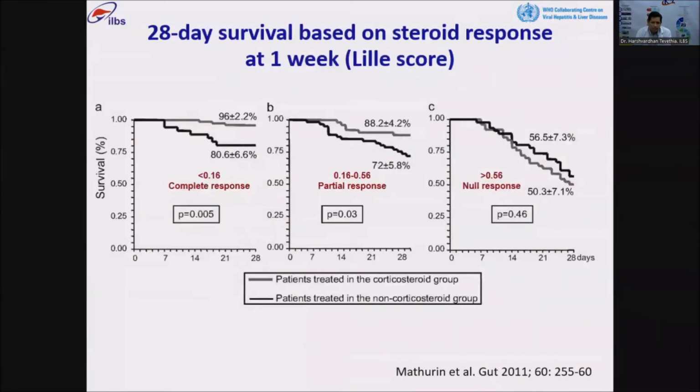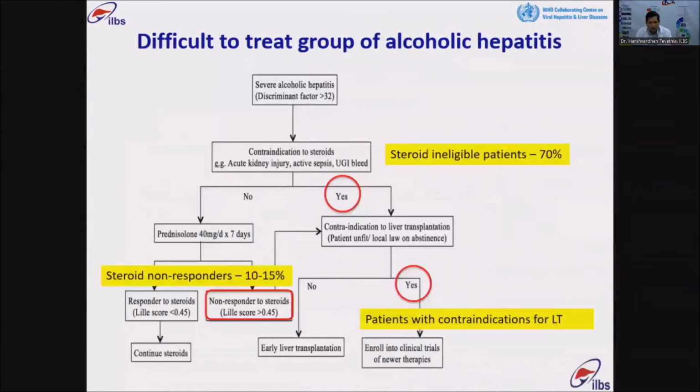Steroids, as I had shown you about the Lille score, patients who responded to steroids, with a Lille score of less than 0.45, had a better chance of survival and a reduction of mortality. However, what we need to understand with steroids is that they were not able to show a long-term benefit. So 90-day mortality was not significant. Their use is now limited in patients who are not infected, who are the prime candidates for steroids.